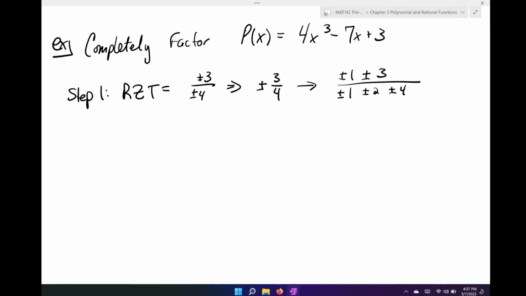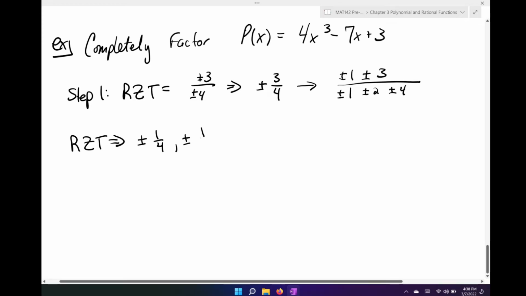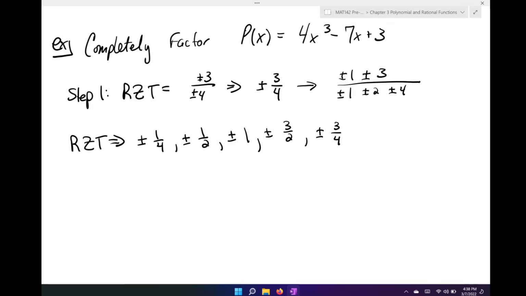So our possible zeros are going to be plus or minus 1/4, plus or minus 1/2, plus or minus 1, plus or minus 3 over 2, plus or minus 3 over 4. Now, I know this can look a lot confusing. All right, so let me show you how I did this.